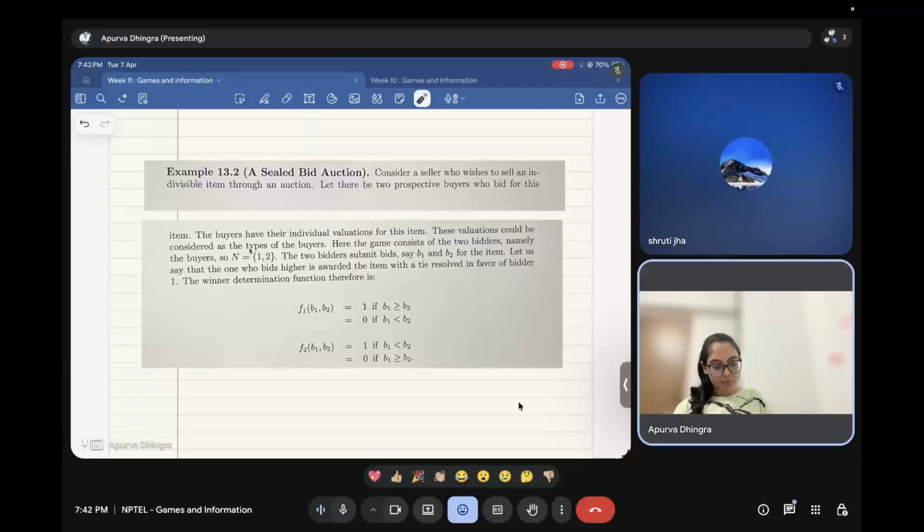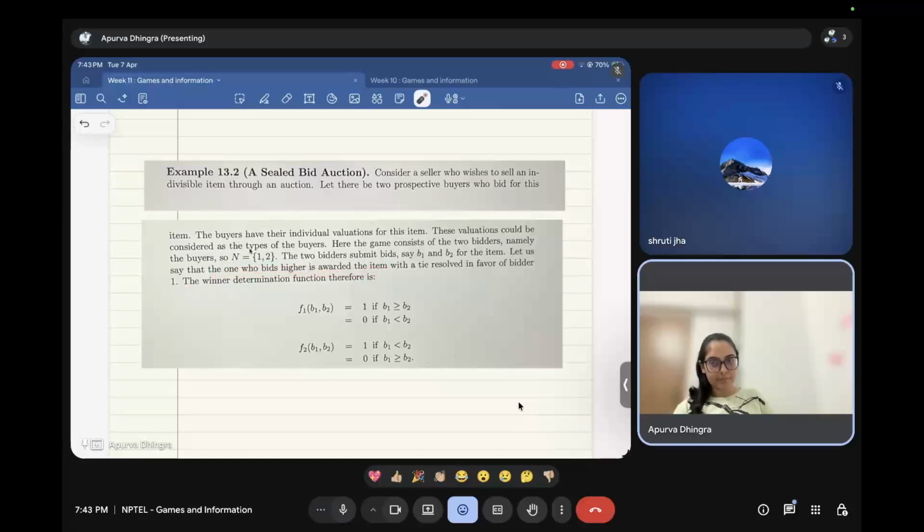Here the game consists of two bidders, namely the buyers. So n is 1, 2. The two bidders submit their bids, so they give the values b1 and b2. The item goes to the person who makes the higher bid, and a tie is resolved in favor of bidder 1. So this is how the winner is decided. This is the standard part.